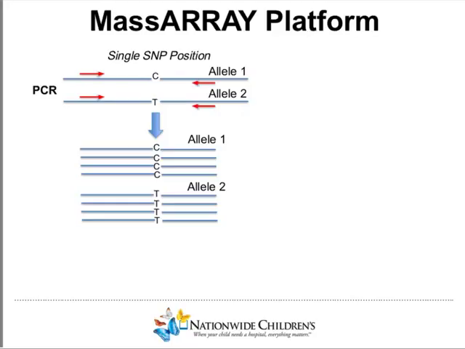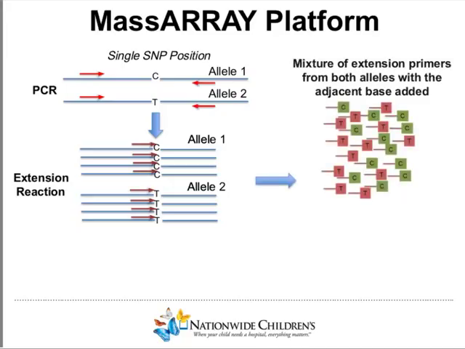So here I'm showing a single SNP position and PCR primers that are flanking the SNP of interest. In this example, I'm providing a heterozygous patient where each allele has a different nucleotide. After PCR, you end up with a population of those two sequences being amplified. In principle, it should be an equal mix of the two alleles. After PCR, you add your extension primer. As I mentioned, it's immediately adjacent to the SNP, and you extend that by one base, so that what you're left with in the end is a population of extension primers that have that nucleotide incorporated into it.